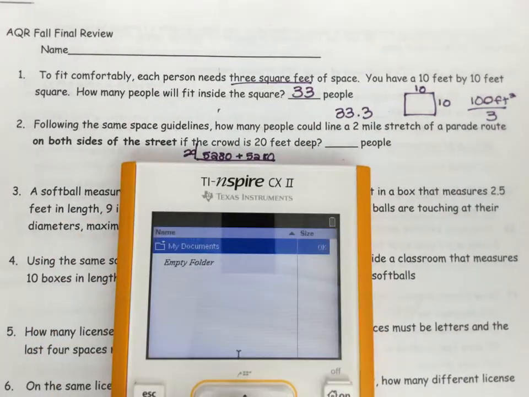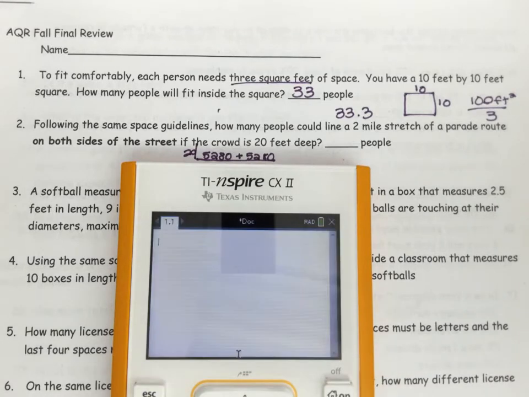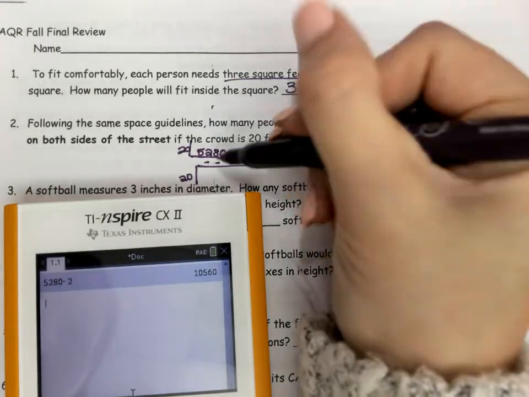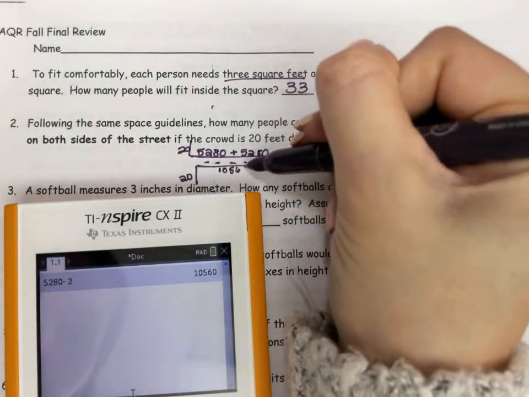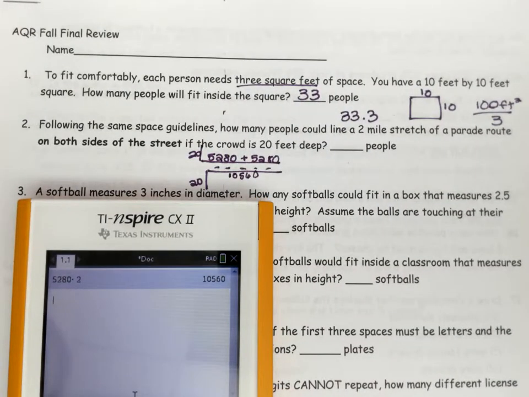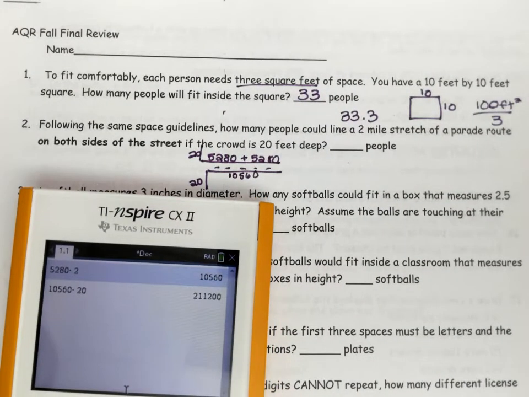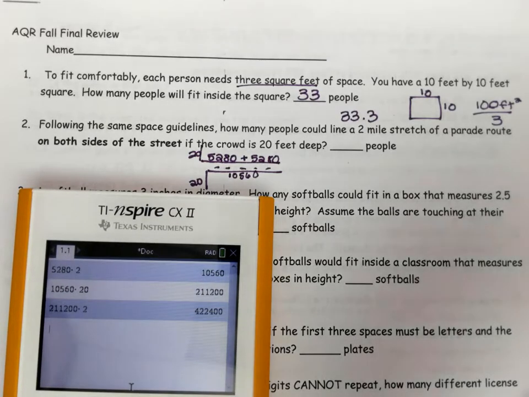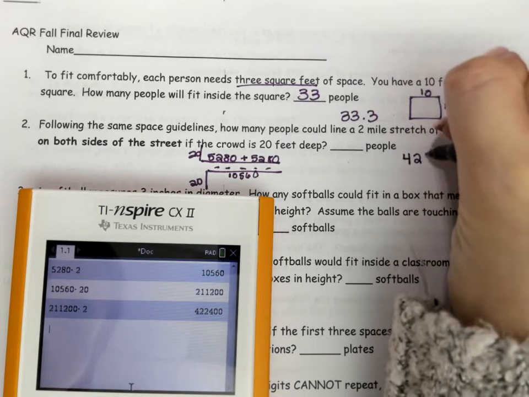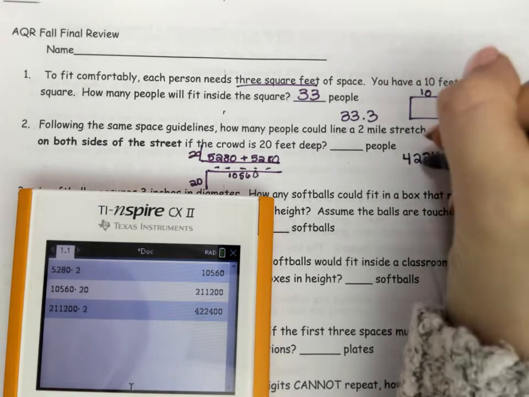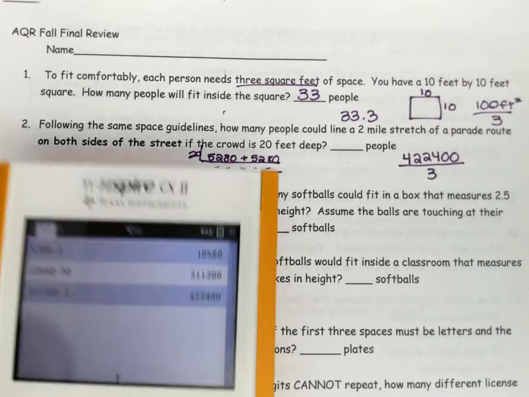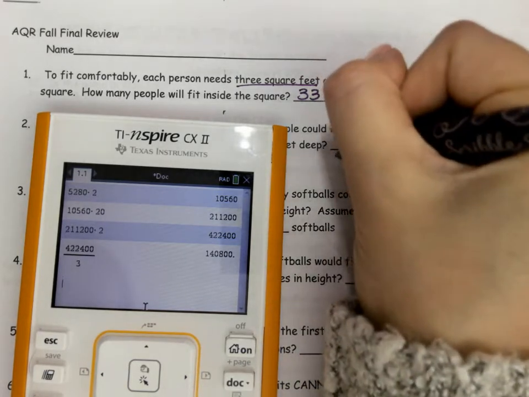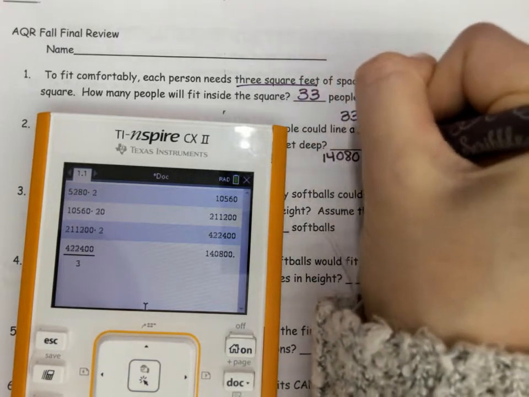So I'm going to go to my add, subtract, multiply, divide. 5280 times 2. So the length of the street is 10,560. And we're going to multiply that times 20, because that's how far deep it is. And then we multiply it by 2, because there's 2 sides of the street. So the total area is 422,400. And you divide it by the 3 feet per square. And we get 14,800 people.